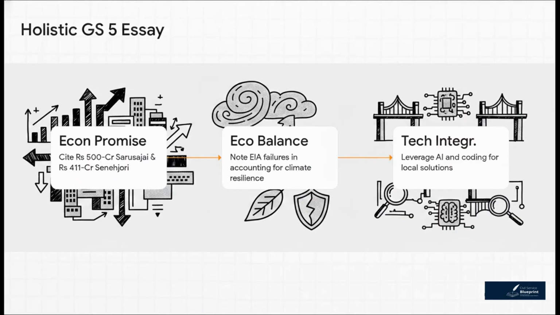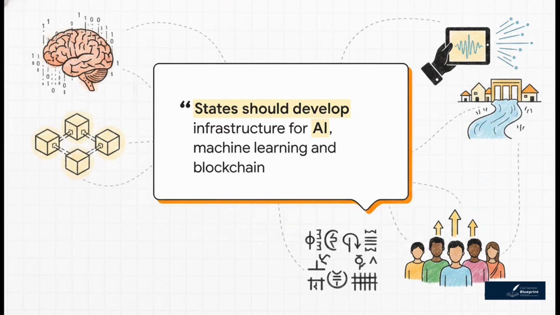It's a three-step process. First, establish the economic promise using the 500 crore Sarsajai upgrade and the 411 crore Snehajori Muga Silk mission. Second, bring in the ecological balance by pointing out how current EIA models are totally failing to account for cumulative climate resilience in Assam. And third, introduce tech integration as the bridge between the two. And where do we get that tech integration angle? Directly from the Union Home Minister's statement at the NEC plenary.